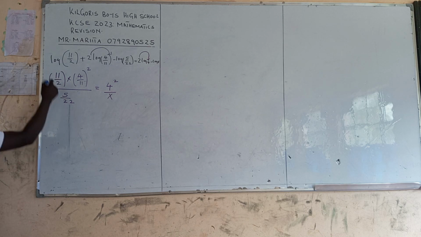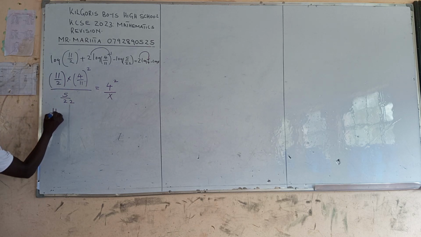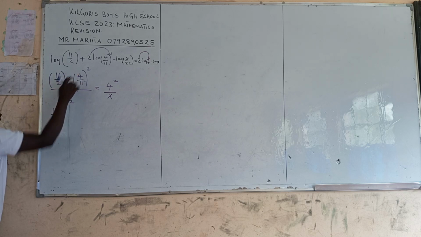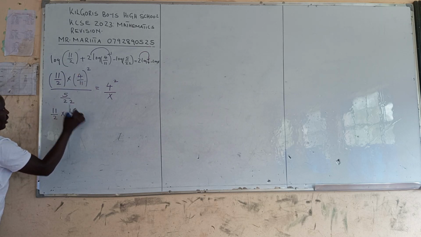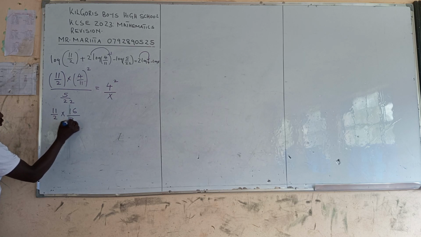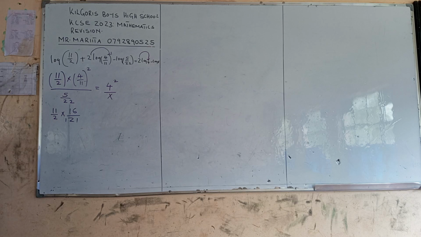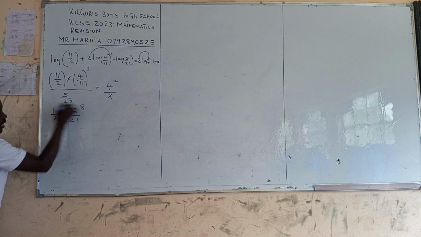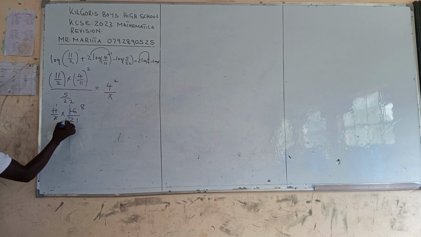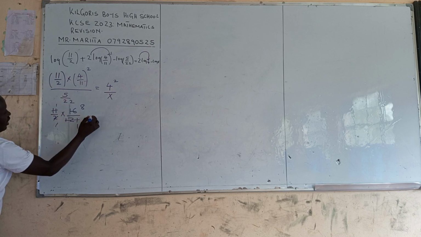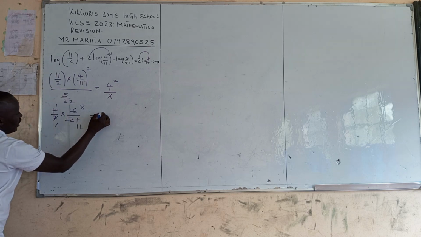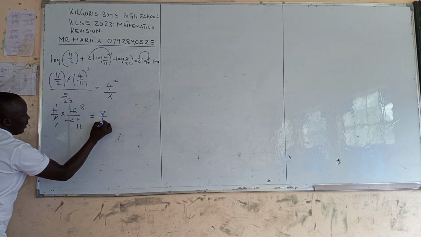So if we can work here, we have 11 all over 2 times 4 squared, which gives us 16, and 11 squared gives us 121. So we have 121. This 16 can divide 121... here 8 times, and then we have 11 here, which it can divide 11 times. So this one will be equivalent to 8 all over 11.